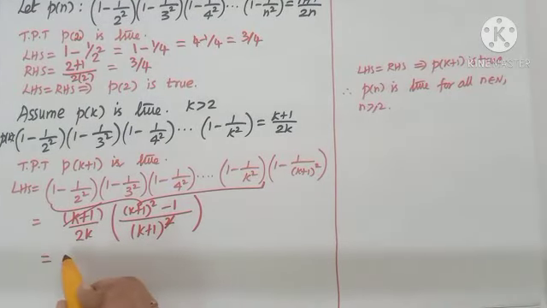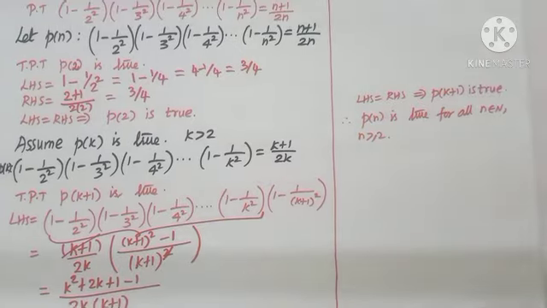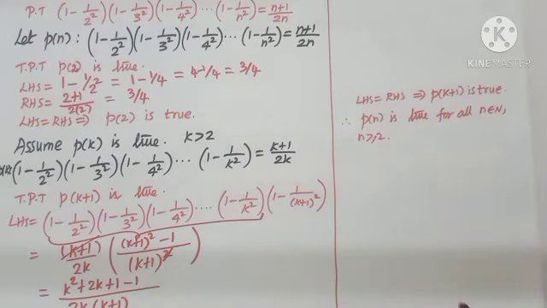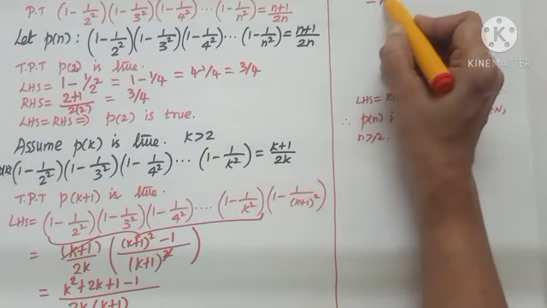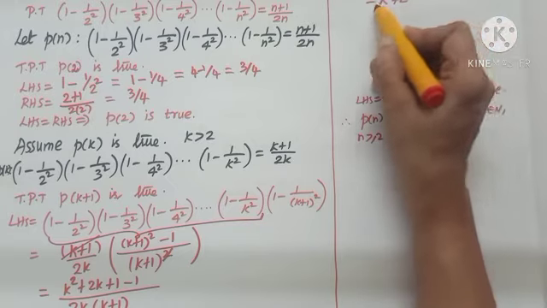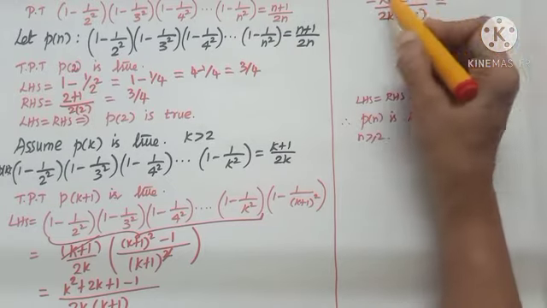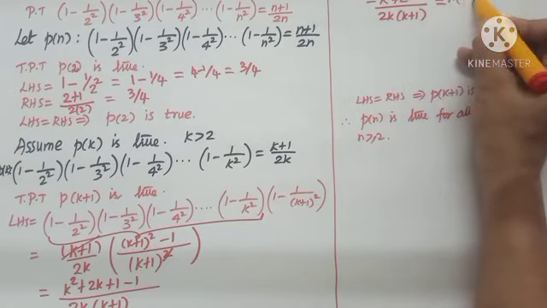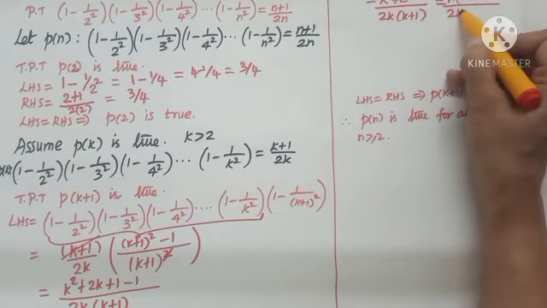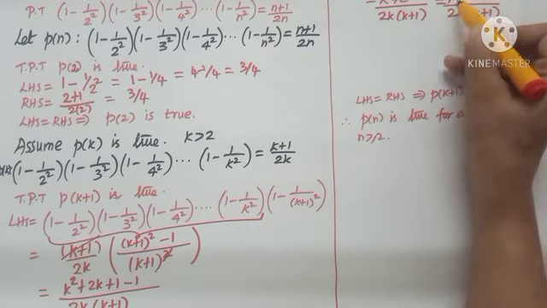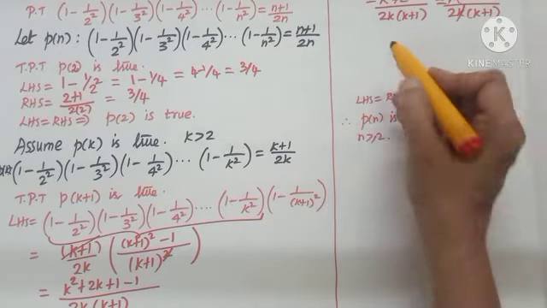The numerator: (k plus 1) the whole square, k square, 2k plus 1, minus 1, divided by 2k into k plus 1. 1 and 1 will get cancelled. We are left with k square plus 2k by 2k into k plus 1. Taking k as common, it is k plus 2 by 2k into k plus 1. k and k will get cancelled.